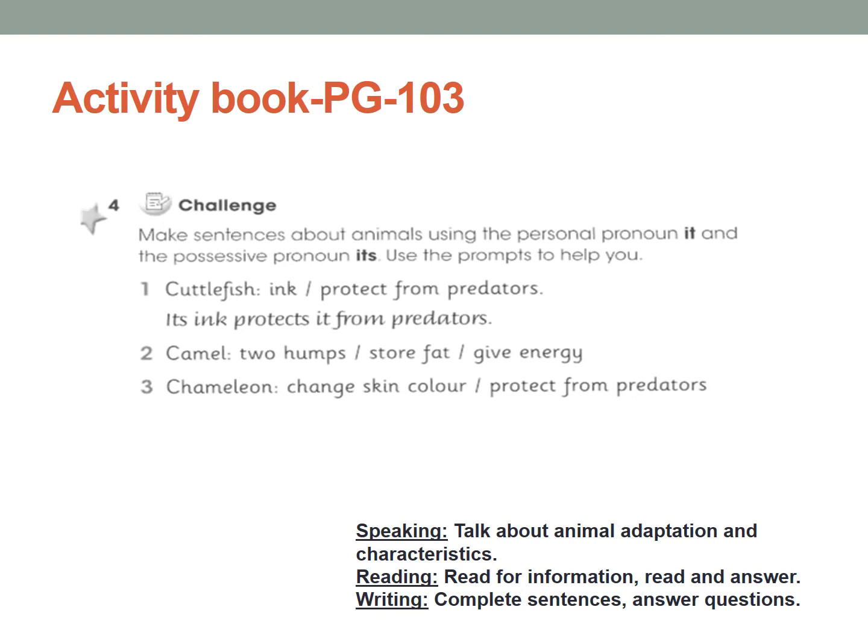So how do you write the sentence using "it" and "its"? I'm going to give you an example for one. Its ink protects it from predator. So you'll write: its ink protects it from predator. They already gave you one example. Now camel, 2 humps, store fat, give energy. So what are you going to write? Its 2 humps store fat to give it energy. So this is how you write. I want you to write and check your answer. You write in your copybook and check your answer in the next slide.